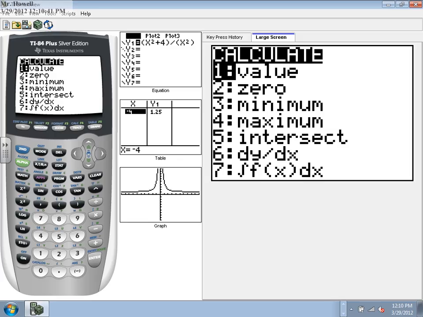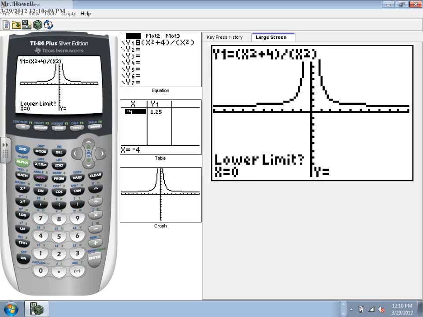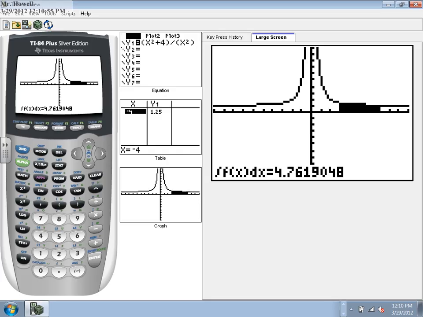What number do I press? 7. Look at the integral sign, it's there. Press 7. Now, where do I want to integrate from? From 3 to 7. So lower limit is 3. Enter. Upper limit is 7. Enter. And boom, there's your area. Now, 4.76, that's my area.